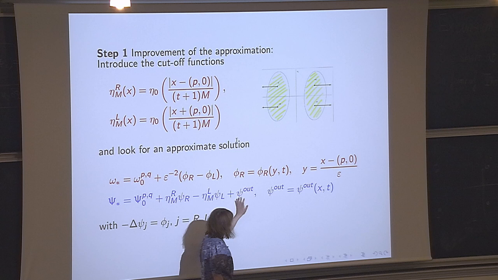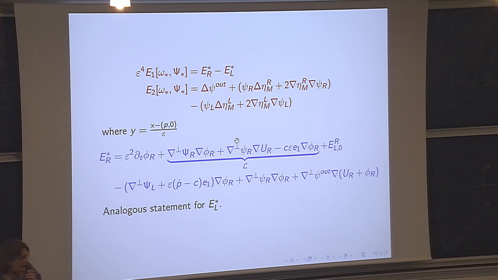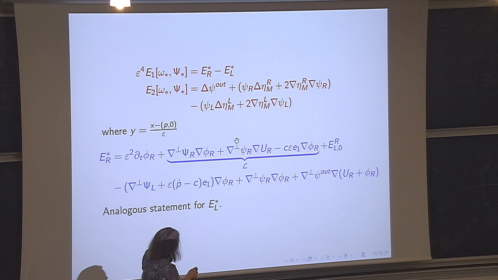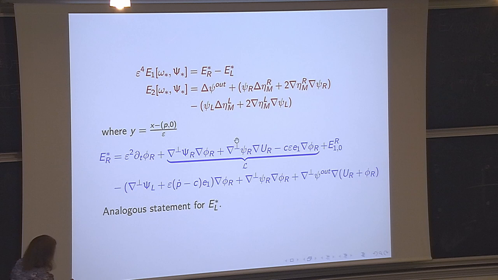Okay, so if we take this W star, now psi star, and we put it in the equation, both in the transport part and in the elliptic part, we get the following. Let me start with the elliptic part. We will get that the Laplacian of this psi out will take into account the effect of the cutoff that we did on the other part of the stream function.